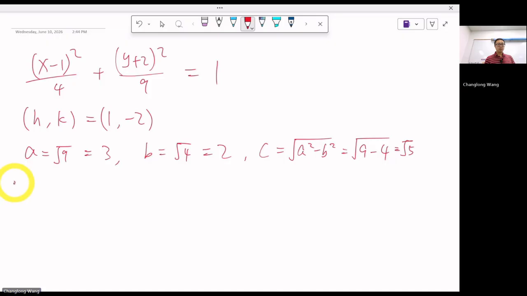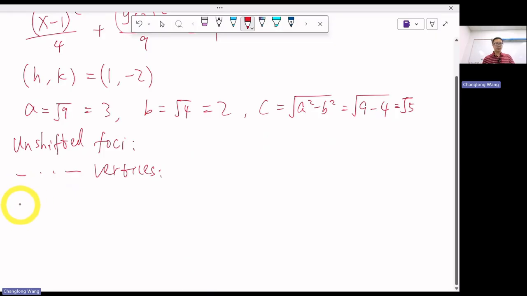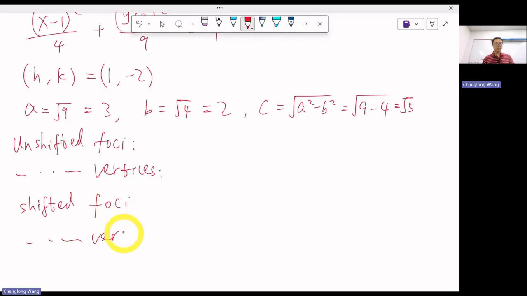Now, unshifted foci, unshifted vertices, okay. And then of course, we'll have shifted foci and shifted vertices, because the ellipse is shifted, right?